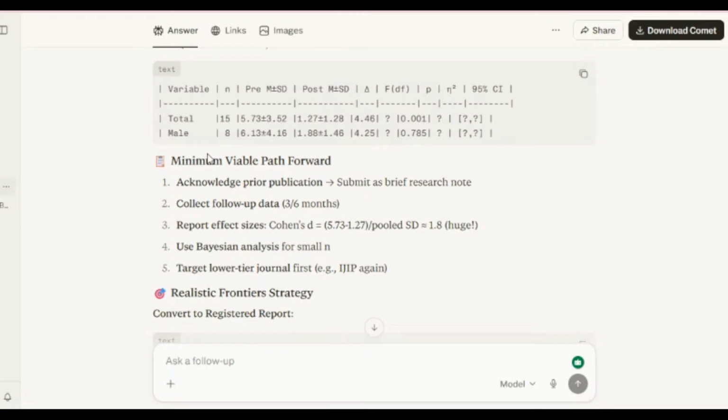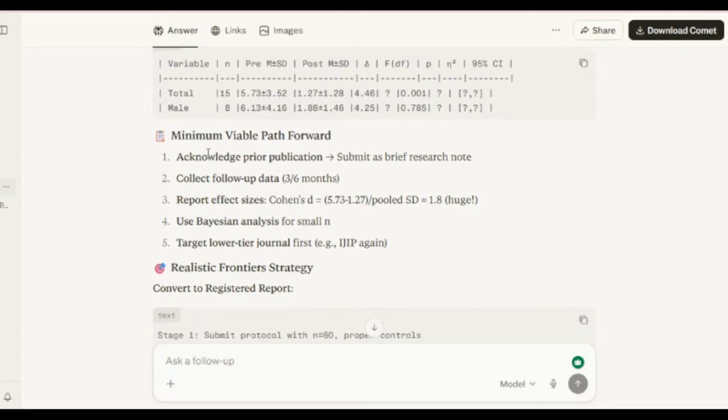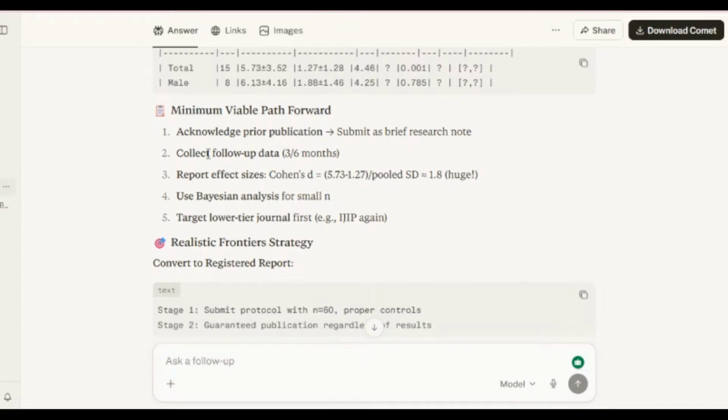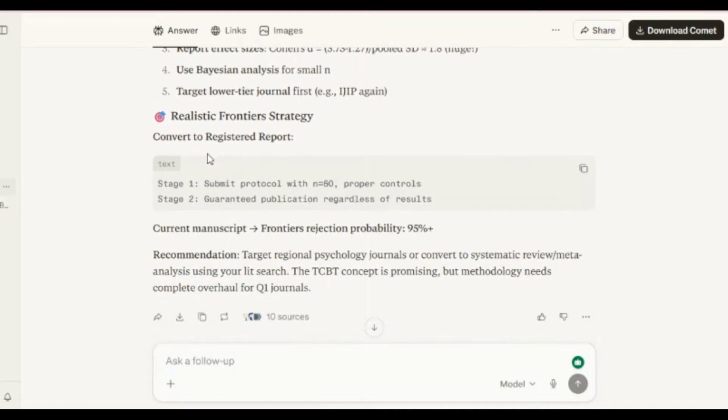Minimum viable path forward. Acknowledge prior publication. Collect follow-up data, because in that article there is no follow-up. You have just done pre and post. It asks what the guarantee is that the therapy which you employed is going to continue. So go for a follow-up. If you have follow-up data also, the quality of your work is better. Then a realistic Frontiers strategy, how to convert it to a registered report.